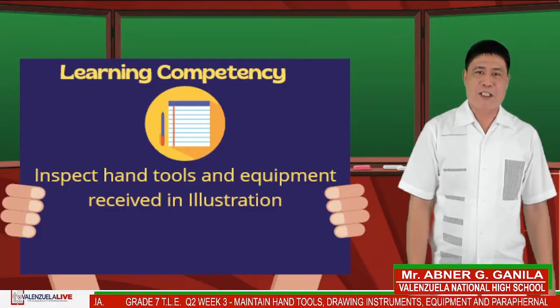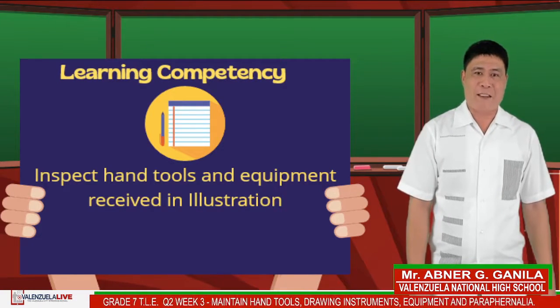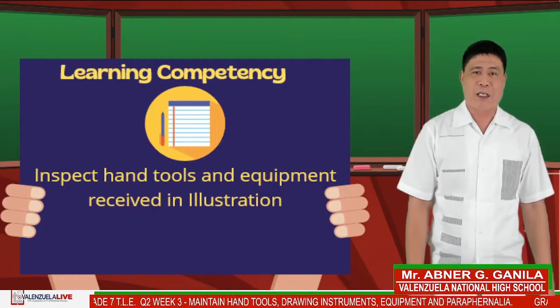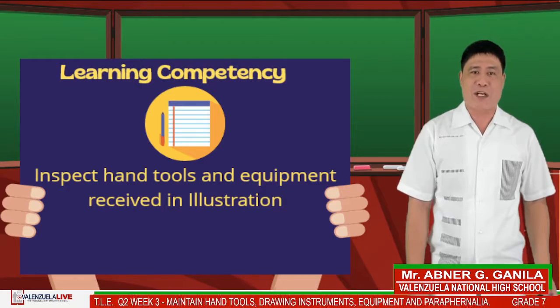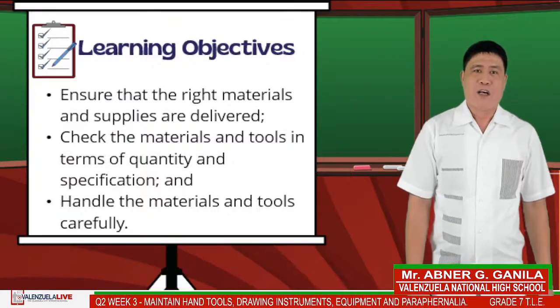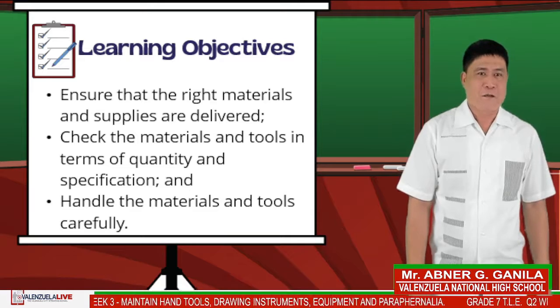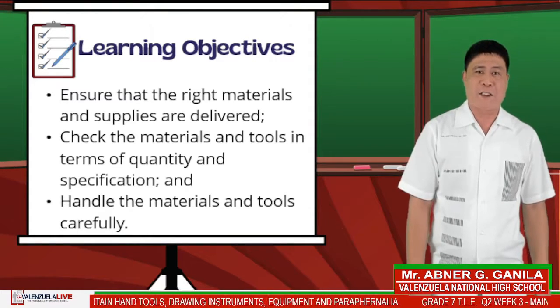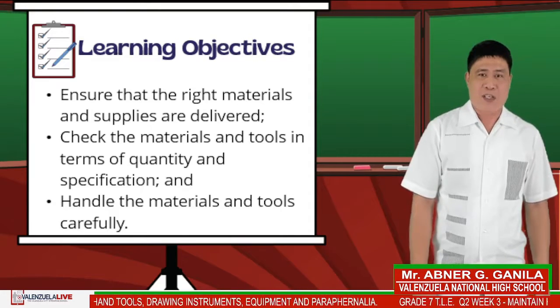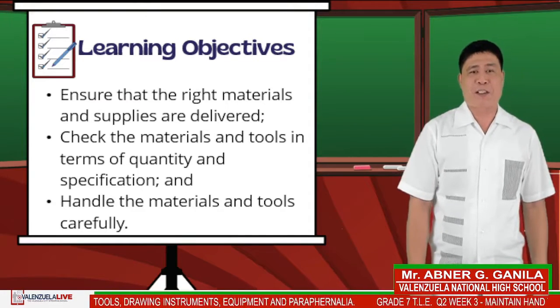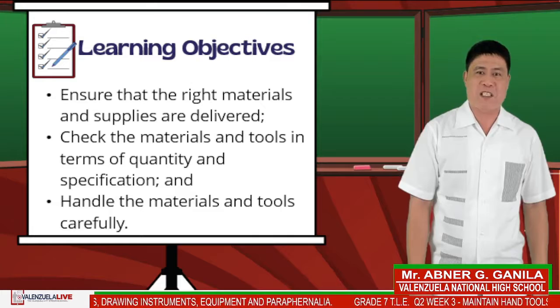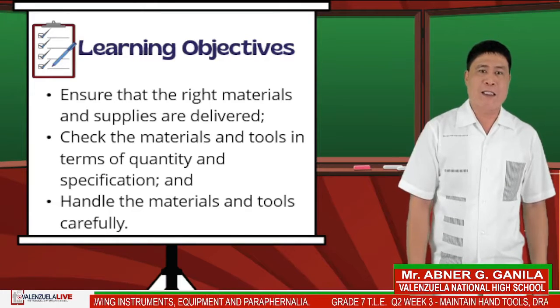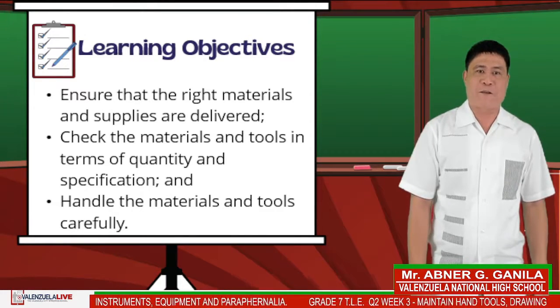Our learning competency for this lesson is to inspect hand tools and equipment received in illustration. For today's objectives, first, ensure that the right materials and supplies are delivered. Second, check the materials and tools in terms of quantity and specification and handle the materials and tools carefully.